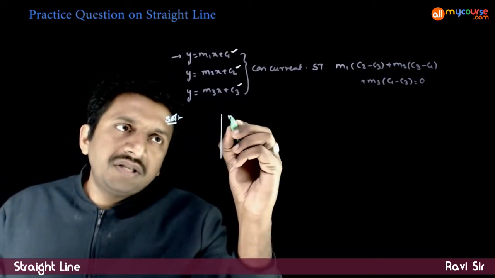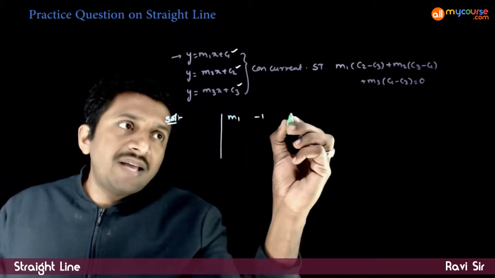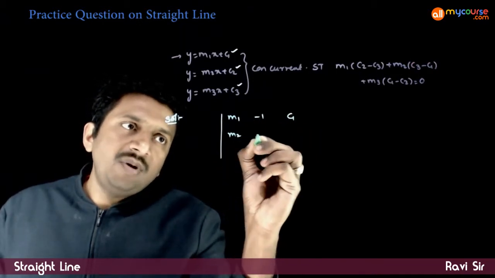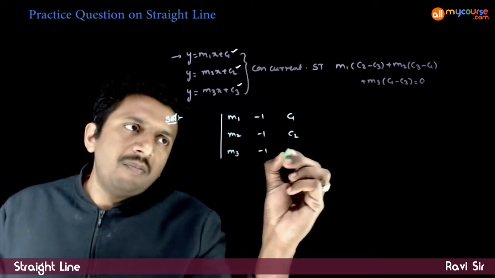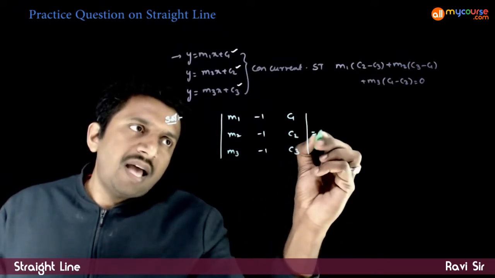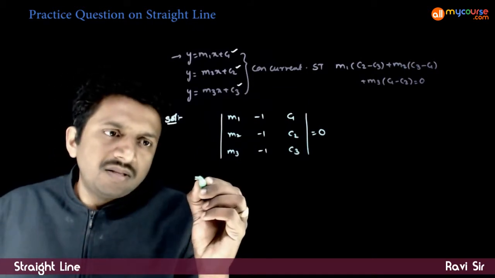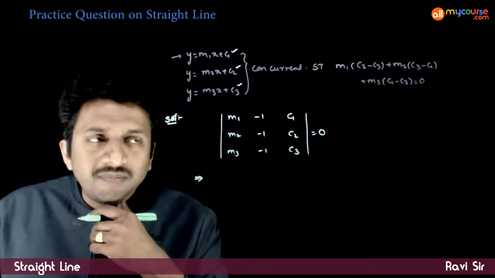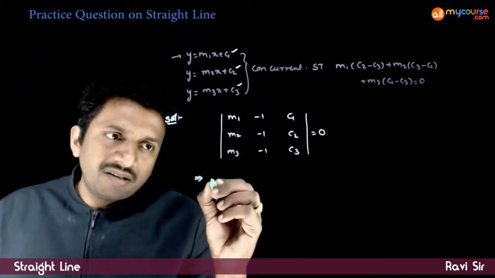So what are the coefficients? m1, minus 1, since the y coefficient is minus 1, c1. m2, minus 1, c2. m3, minus 1, c3, has to be equal to 0. So this implies you can just try to expand the determinant.